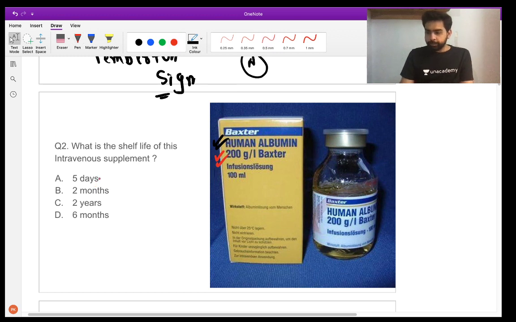So Danish, Jyoti, I want the answer from you guys. Can you please tell what's the answer? Anything which comes to your mind. So what do you think should be the answer to this particular question?